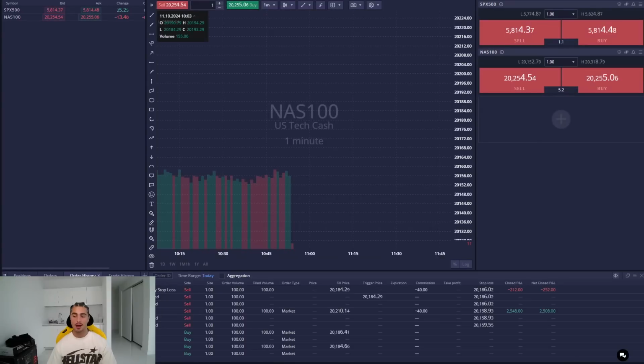What's good, boys? This is how I made 2.2K day trading NASDAQ this morning. I de-risked a little bit, as you can see, and I was only able to hit one take profit. Unfortunately, I was stopped out at break even on the second trade, as you can see right here. I just lost $200, but we were able to hit one take profit.